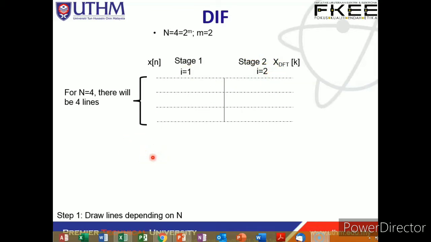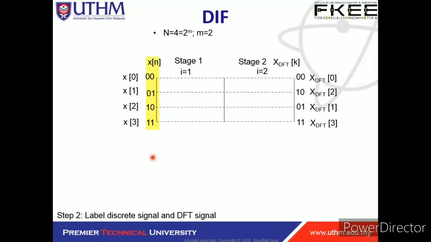Next step is we label the discrete signal and the discrete Fourier transform signal, DFT. For the DIF, we arrange in ascending order of binary value at the discrete signal side. So 0 0, 0 1, 1 0, 1 1, and this one is the full value of the discrete signal, as I mentioned previously.